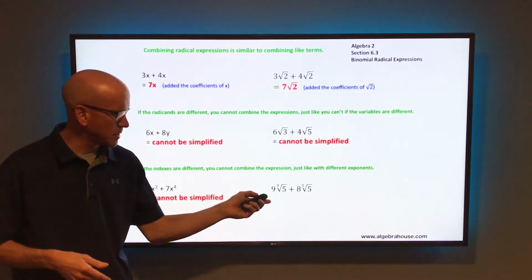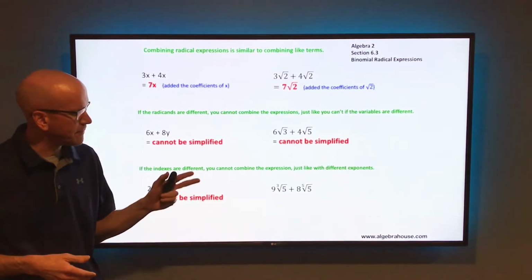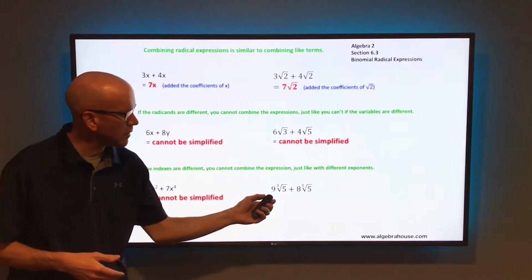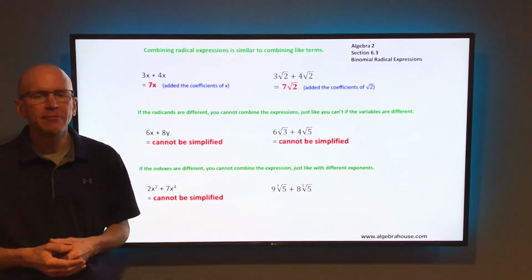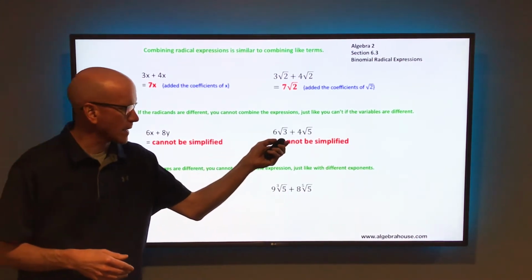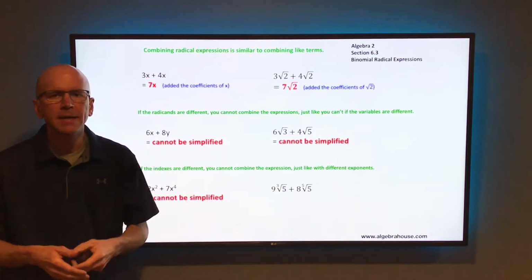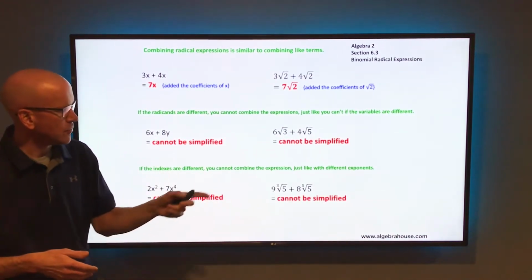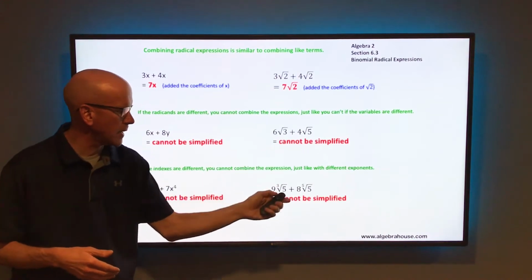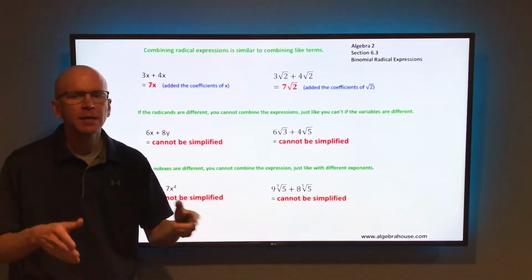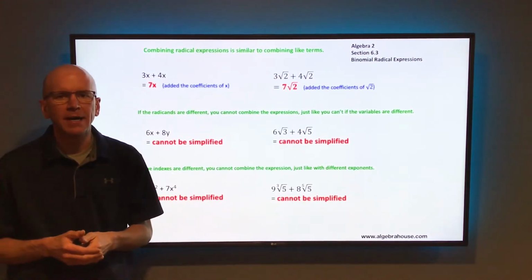If you had 9 times the cube root of 5 plus 8 times the fifth root of 5, notice the roots are different. The indexes are different. If the indexes are different, or if the radicands are different, what's under the radical sign, it cannot be simplified. So if you have different items under the radical sign or different indexes, different roots, those are situations where you cannot simplify those.